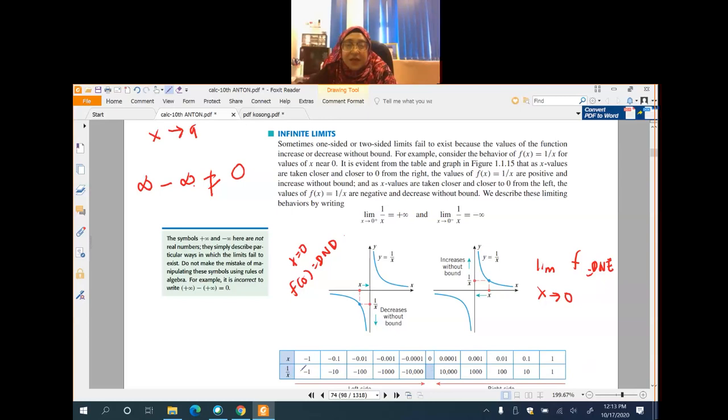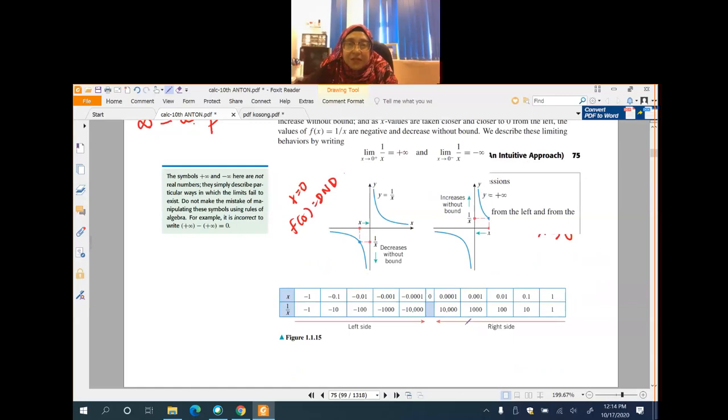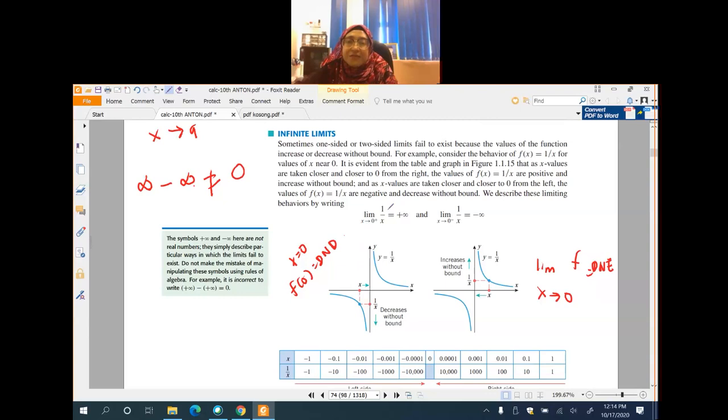If you look at here, it will give you up to negative 10,000. If you notice, it increases rapidly. So it means that if you choose another negative small number, smaller than these values here, it will give you f as a very large number with a negative value. So that's it about infinite limits. An infinite limit is when you have plus infinity or negative infinity for the limits.